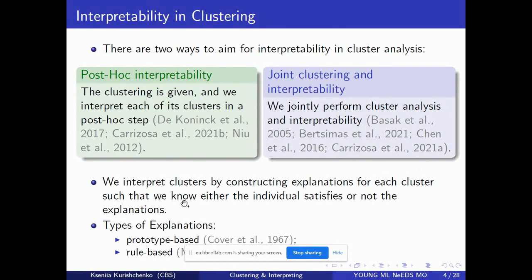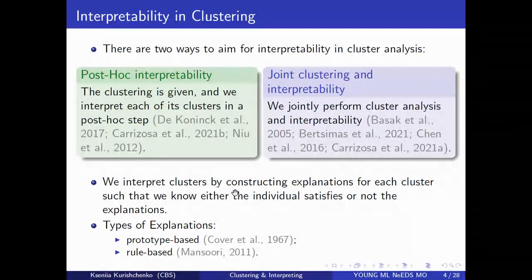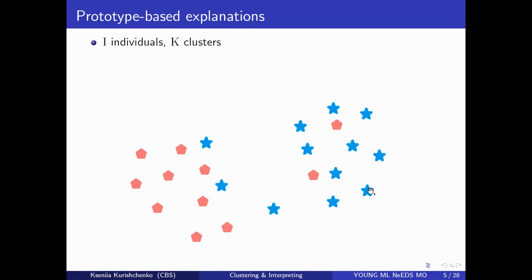So there is no common term for interpretability. In this presentation, we will understand by interpretability such an explanation that for each individual, we will know whether it satisfies the explanation or not. And we will consider several types of explanations in today's presentation, namely prototype-based and rule-based. And now I'm going to explain a bit more what that is.